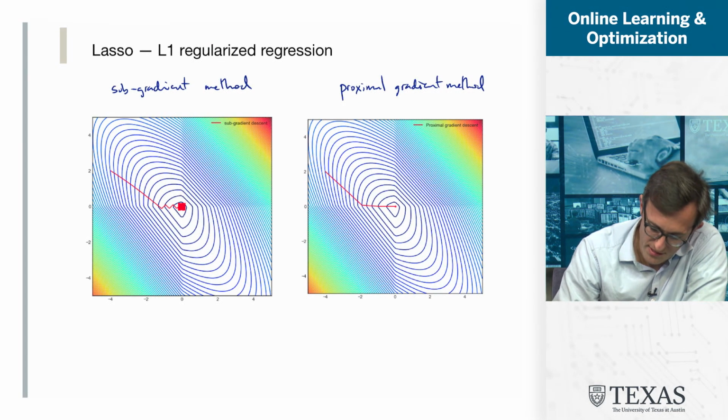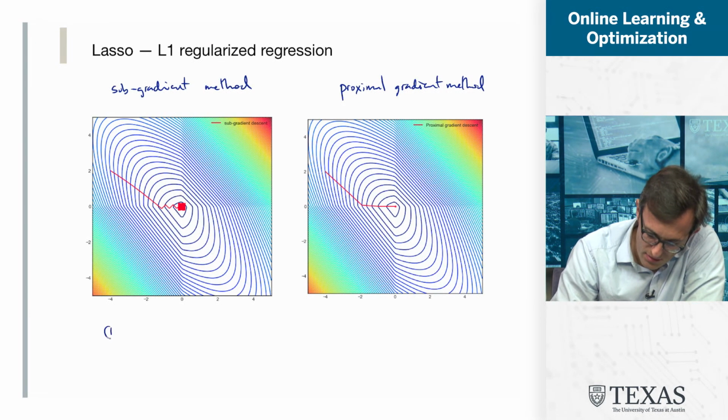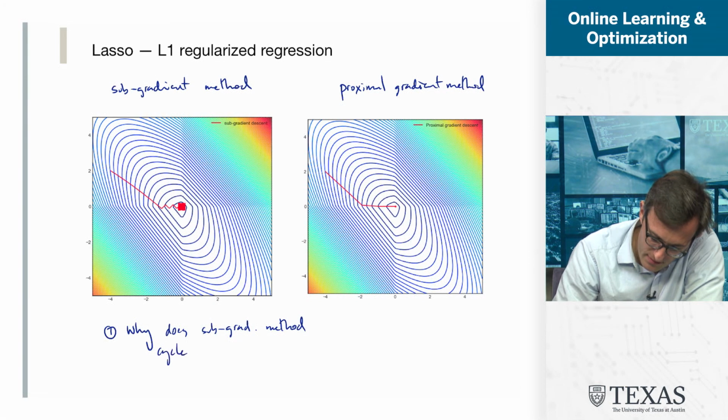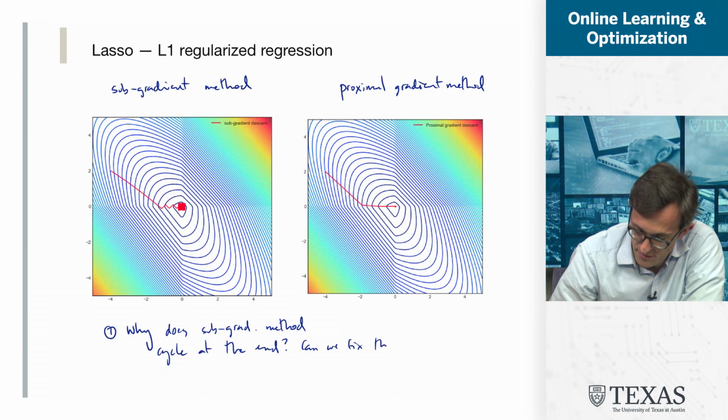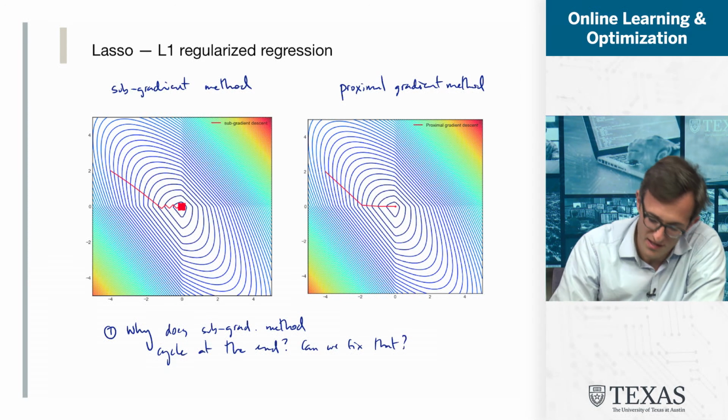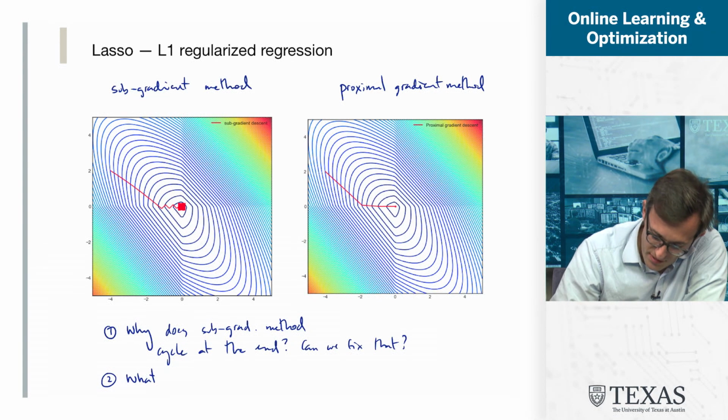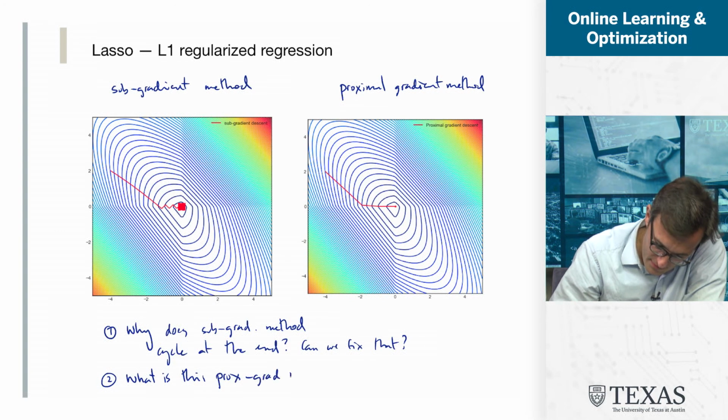And just summarize the points here, which are, we'd like to know why does the subgradient method cycle at the end? Naturally, can we fix that? And more vaguely, but I hope more intriguingly, you're asking yourself, what is this mystery proximal gradient method? And where can I learn more?